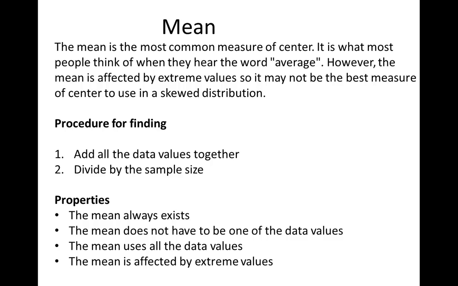Properties of the mean. First property, the mean always exists. Second, the mean does not have to be one of the data values. The third property is the mean uses all the data values. The fourth property is the mean is affected by extreme values.